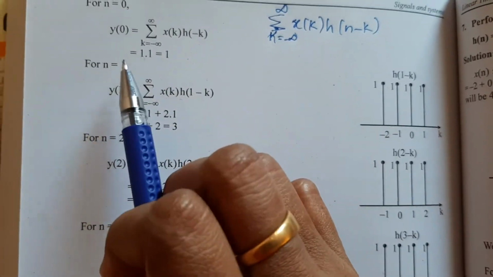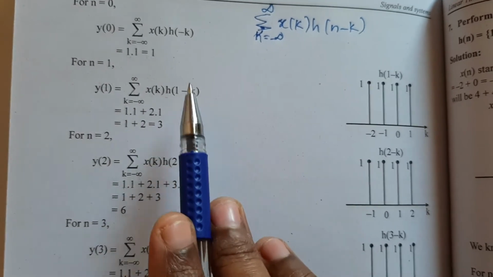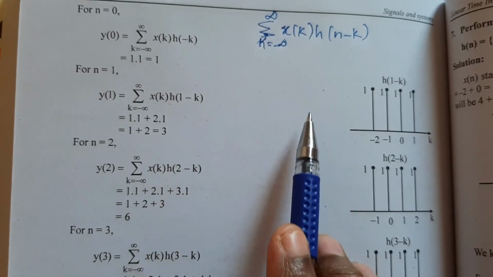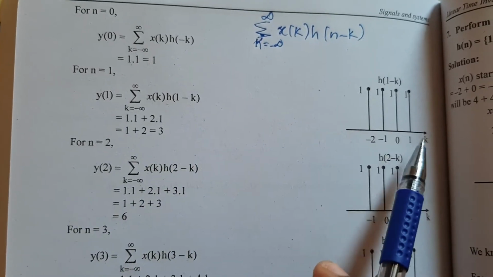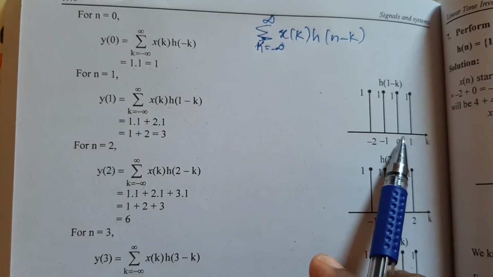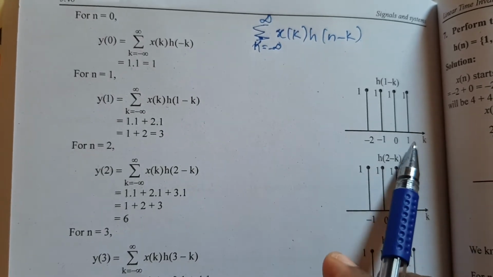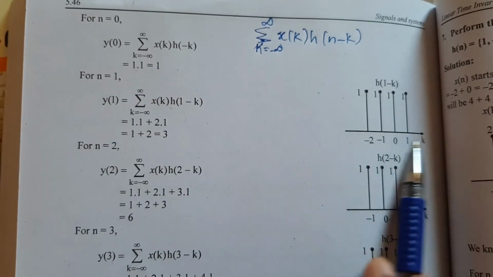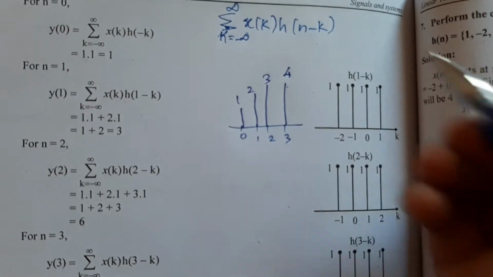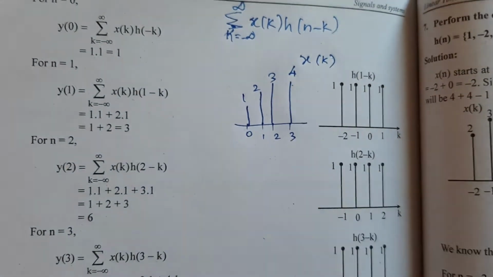And for n is equal to 1, you want to substitute n is equal to 1, that is h of 1 minus k. 1 minus k means you want to shift h of minus k one place to the right. Where to shift? You want to shift h of minus k one place to the right. Okay. So it is h of 1 minus k. We know the x of k value. So it is x of k into h of 1 minus k.